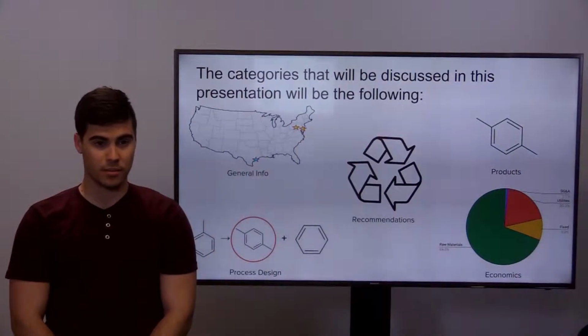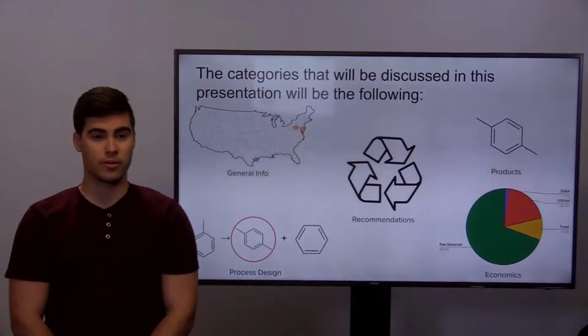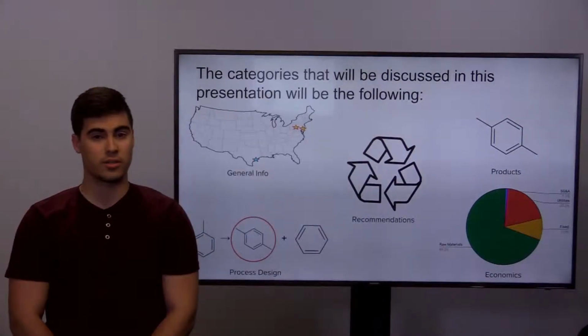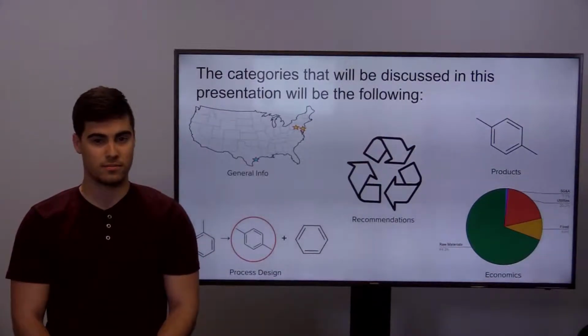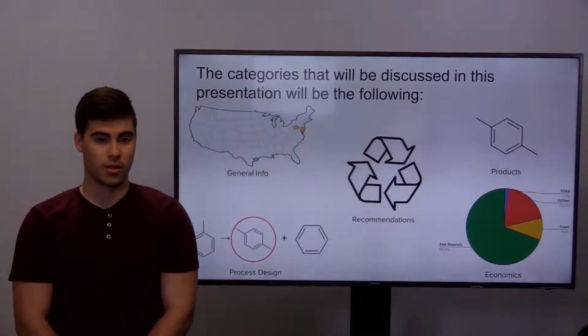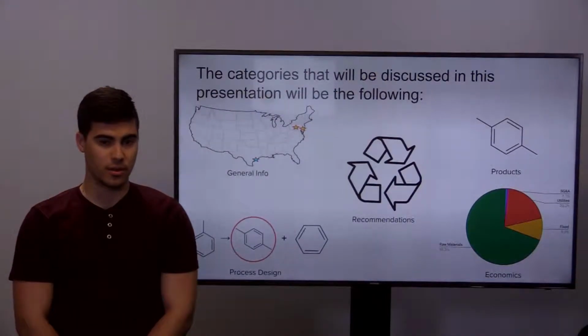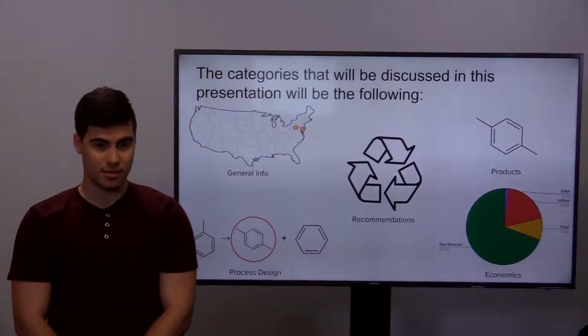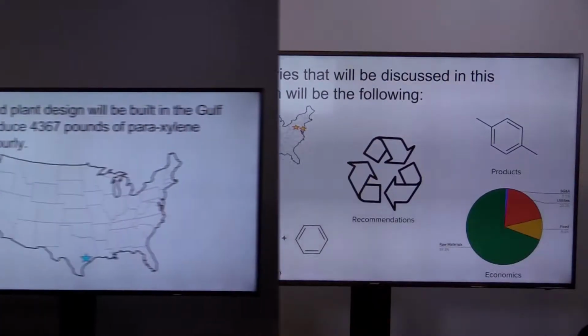We're going to be talking about our senior chemical engineering design capstone, where we designed a paraxylene processing plant. During our presentation, we're going to be going over the general info of our project, the products that we were going after and trying to produce, our designed process that we ended up coming up with, the economics of that design process, and then our final recommendations.